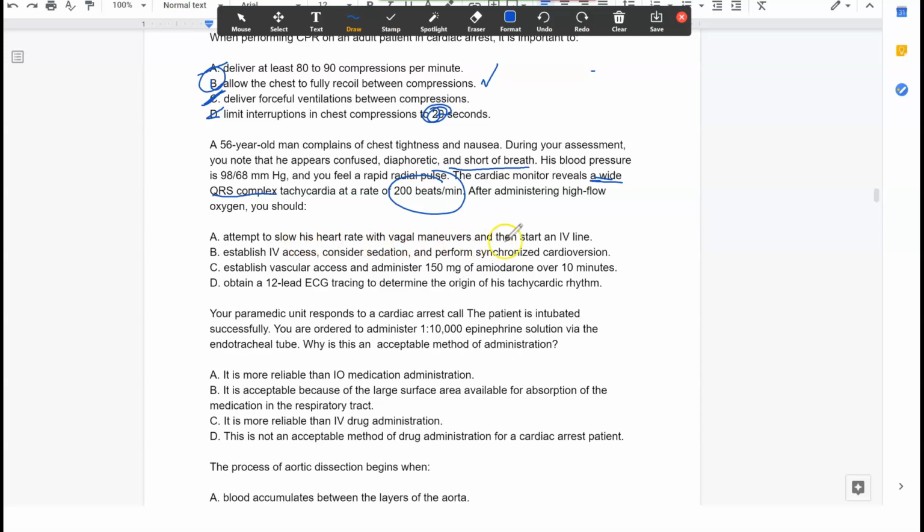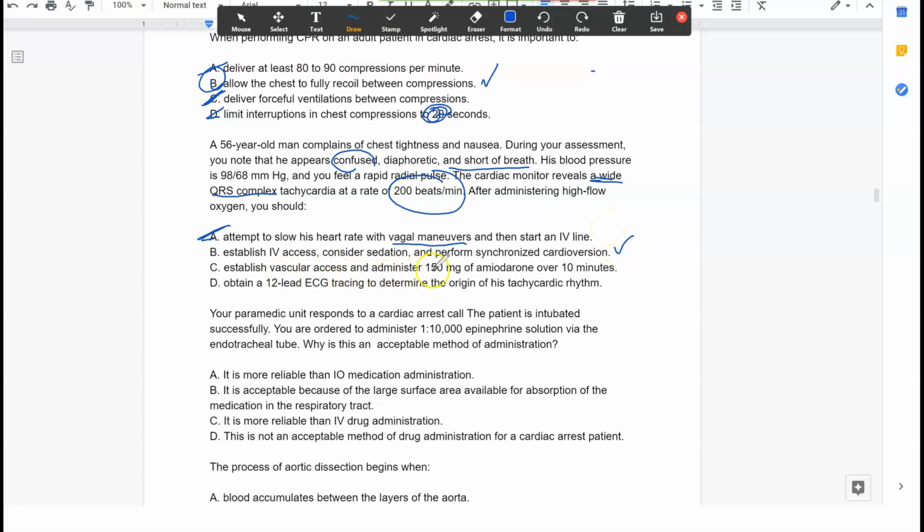Attempt to slow his heart rate, vagal maneuvers to start an IV. I'm going to go with no, because he's confused. Good luck getting him to try to bear down. Establish IV access, consider sedation, perform synchronized cardioversion. I like that one so far.